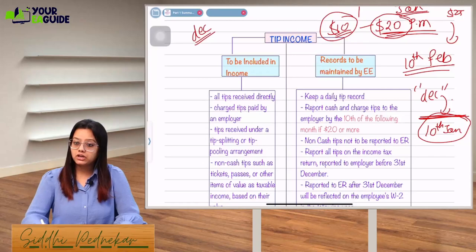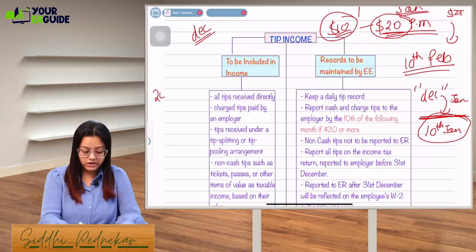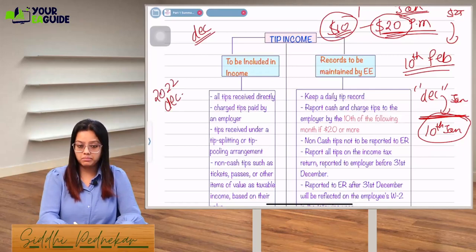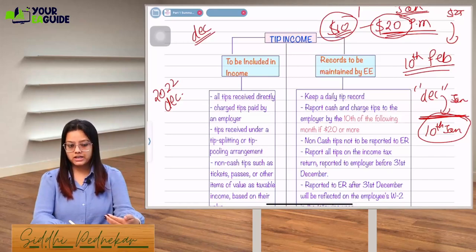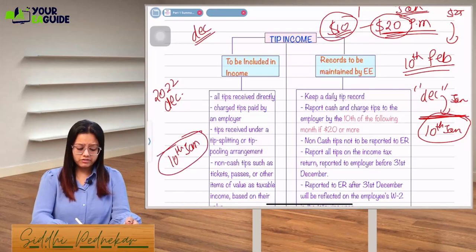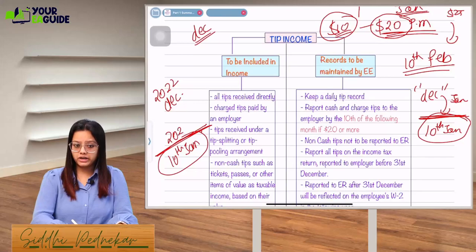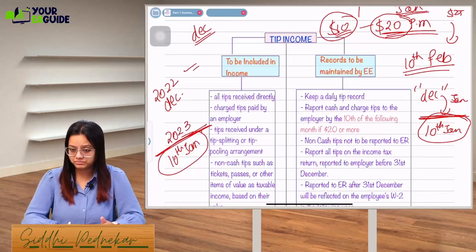It will be included in the January month, which means it will be included as income in the next year. Let's say in December 2022 I received the tip income, and I have to report it in the next year before the 10th of Jan. I reported it within time, before the 10th of Jan. Then this tip income will be included in my 2023 tax return. In 2022, it will not be taxable.